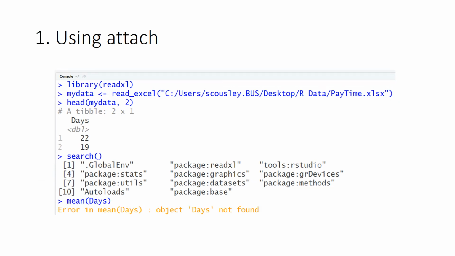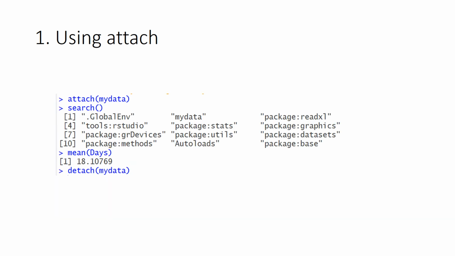Here we see that mean days throws an error message because object days is not found. This is the console pane that uses attach my data. Notice that my data is now in the search path, and mean days finds the mean equal to 18.11 rounded. Detach my data removes my data from the search path. R experts stress the importance of detaching in order to clean up the search path.